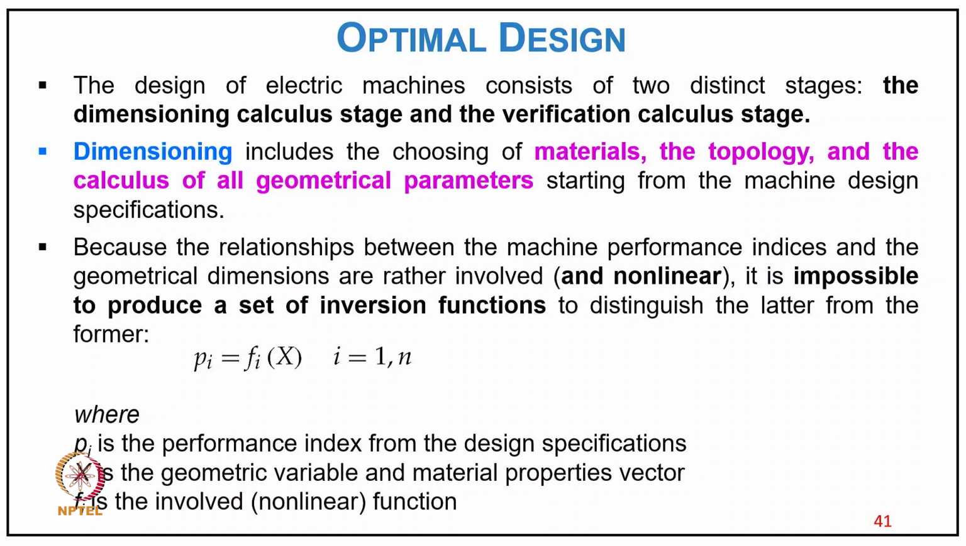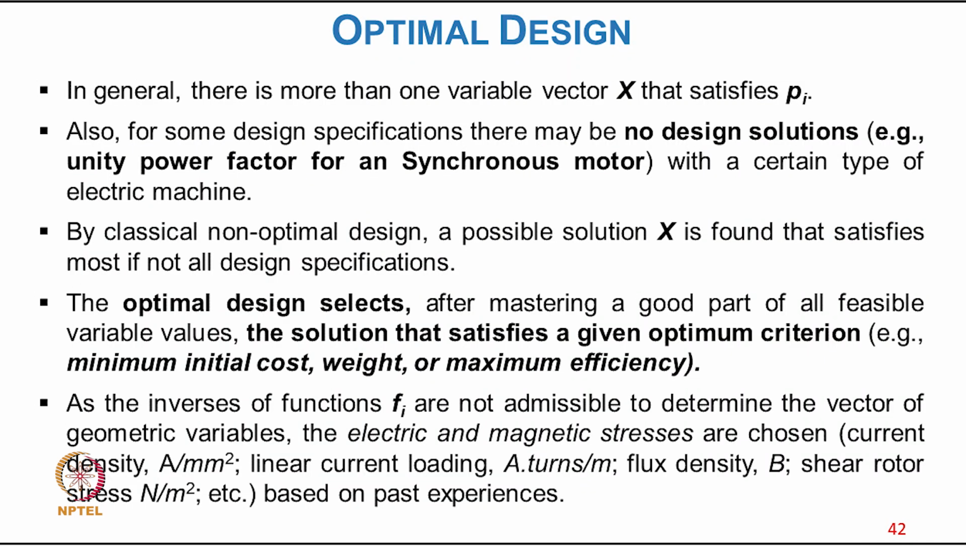So Pi equals fi of x, where i varies from 1 to n, where Pi is the performance index from the design specification, x is the geometrical variable and material property vector, and fi is the involved nonlinear function. So in general, there is more than one variable vector x that satisfies Pi. Also, for some design specifications, there may be no design solution, except a unity power factor for a synchronous motor with a certain type of electrical machine.